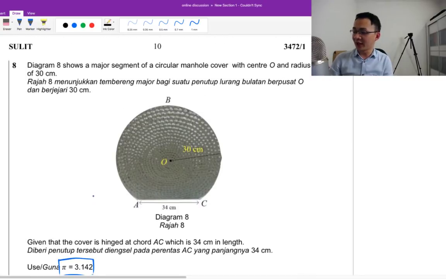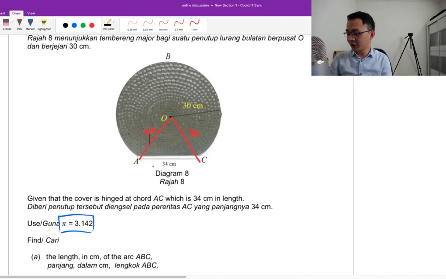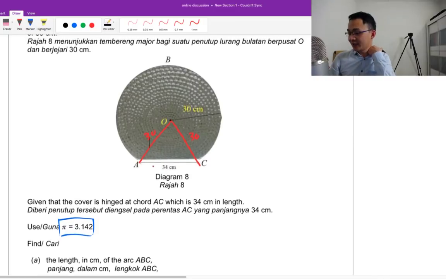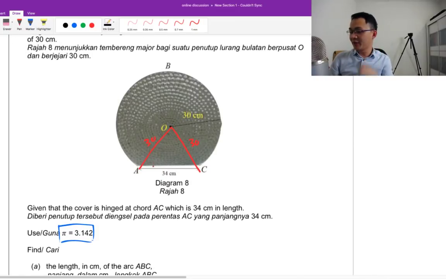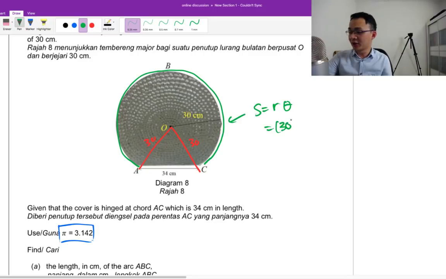So in order to find the length, what I will do here is connect two radii into here. Then I will have a 30 here, 30 here. What does the question want me to find? The question wants me to find the arc ABC. Okay, this is the arc length I want to find. Arc length is just s equals r theta. And we have the r already. r is very easy, which is 30. But we don't have the theta because theta is going to be this angle. So in order to find this angle, let me use red color, it's easier.